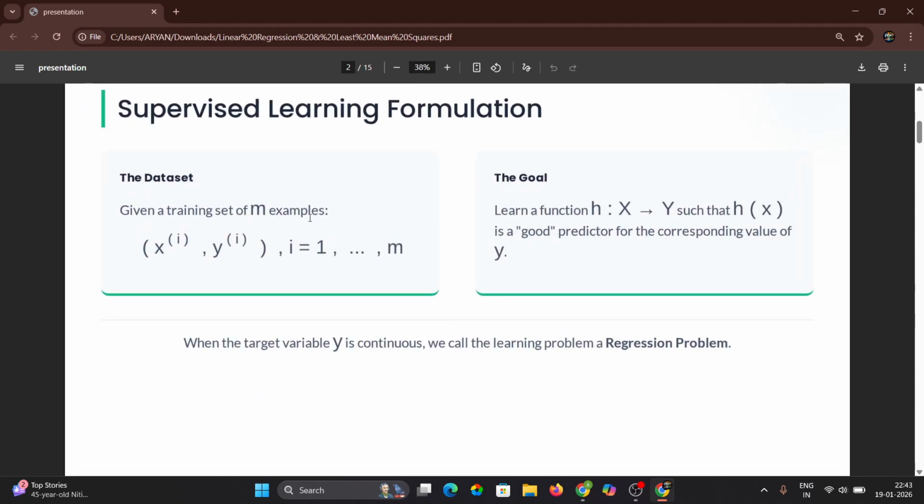We are given a training set of m examples, where x are the features and y is the target, and there are m instances or samples. Our goal is to learn a function from x to y such that h of x is a good predictor for the corresponding value of y. It means that h is some function, and when we put in the value of x, we get y. So we want h of x to be a good predictor.